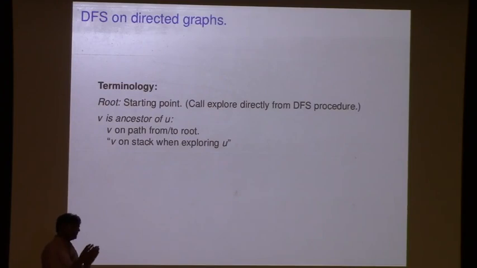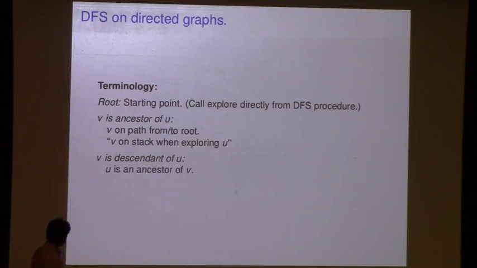Really, that's why it's not really recursive. Recursive has this magic thing, you just explore and something happens and it's all nice. But here we're actually looking at the stack. The recursive is just a convenient way to express it. Okay, V is a descendant of U, that's obvious, it's the opposite of ancestor.